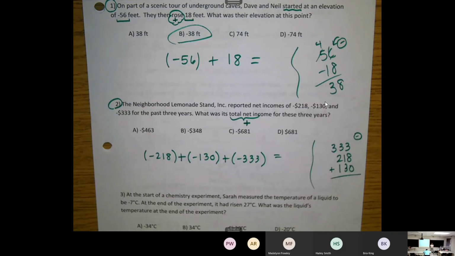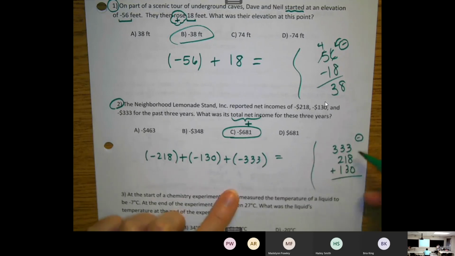What does it add up to? Negative 681. Negative 681. They're losing money fast, aren't they? I don't think my lemonade stand's ever made money, but I'm pretty sure I didn't lose $600 in the deal. I think it's 681. 681, let's see.